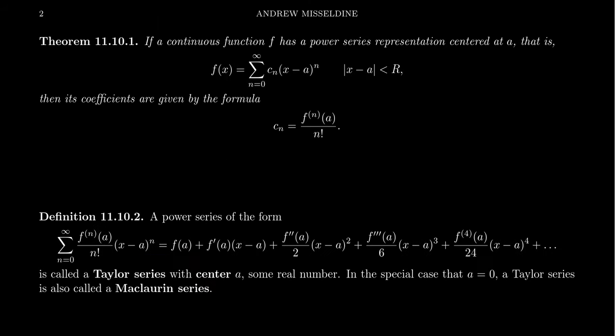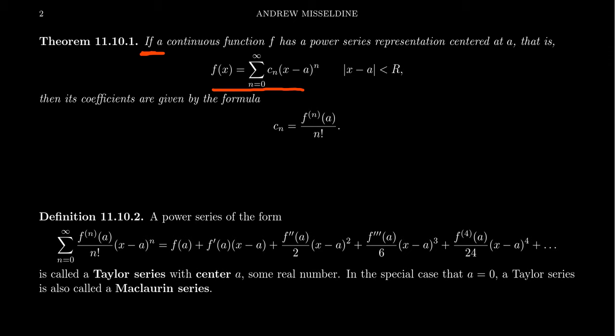And so if we summarize what we've discovered right here, we'll write this as a theorem. So if a continuous function has a power series representation, and that's a big if, we haven't yet said that it has a power series representation. All we're saying is that if the function has a power series representation, then the power series will look like this. f of x equals the sum as n ranges from 0 to infinity of cn times x minus a to the n. So this right here is just the general formula for a power series centered at a.